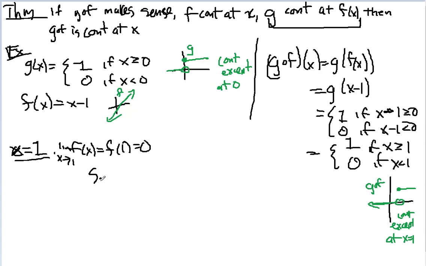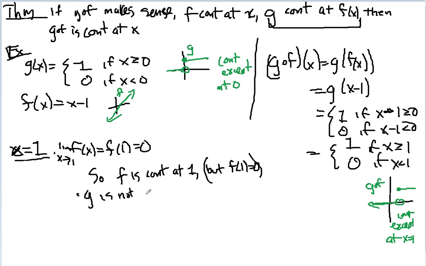So F is continuous at 1, but F of 1 equals 0. G is not continuous at 0. So imagine for a second that all we knew were these two functions. What this theorem says is, pretend like you don't know any of this over here: is G composed with F continuous at 1?